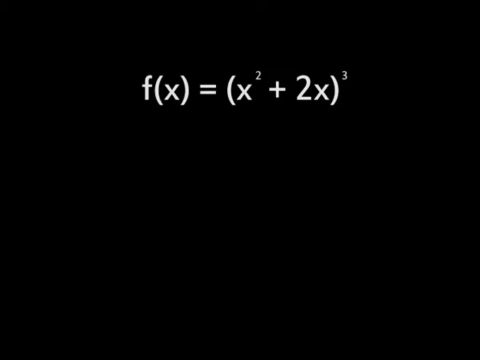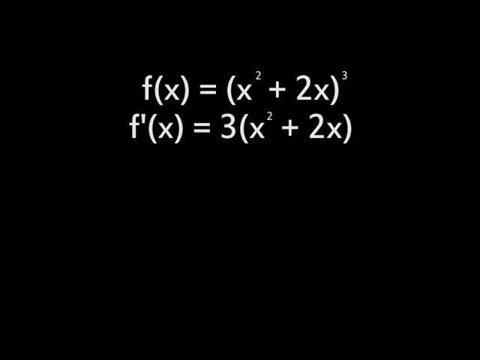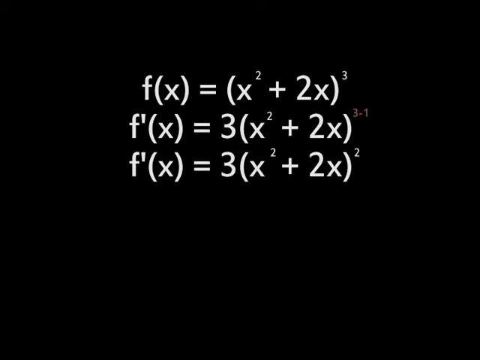Using the power rule, we can get the derivative of the function x squared plus 2x raised to 3. The exponent of the function, which is 3, will be multiplied to the coefficient of the given function, which is 1. We will have 3 multiplied to the quantity of x squared plus 2x. In order to get the exponent of the new function, we'll simply subtract 1 from the original exponent, which is 3. We now have 3 multiplied to the quantity of x squared plus 2x raised to 2.